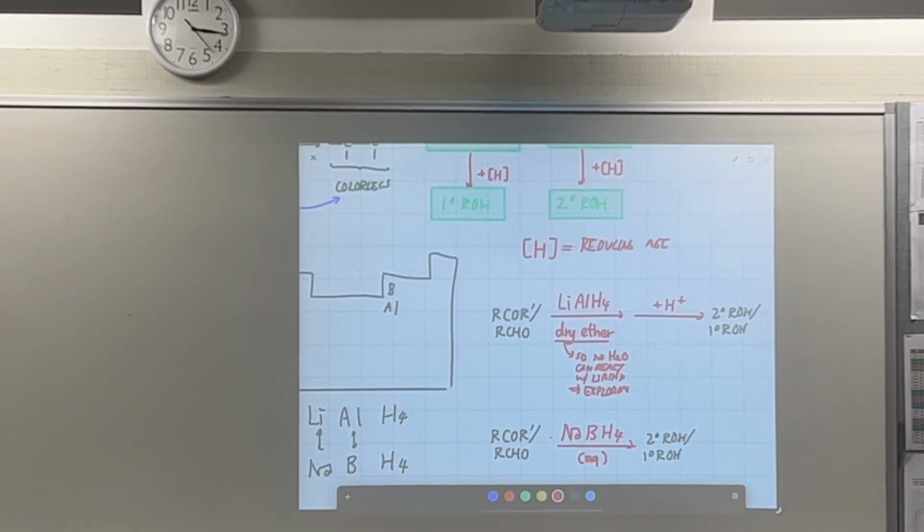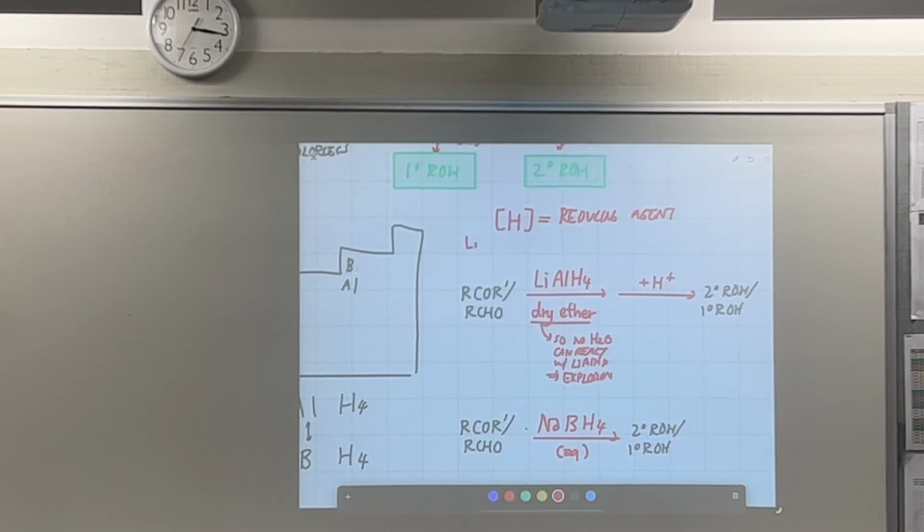The only thing I need you to remember is that one of these reducing agents is very difficult to work with. You have to use dry ether. The other one, NaBH4, can be used with water. So LiAlH4 cannot be used with water, but NaBH4 is milder and can be used with water. So always look at the periodic table. I try to cram everything into the periodic table so I can remember less, and so should you.